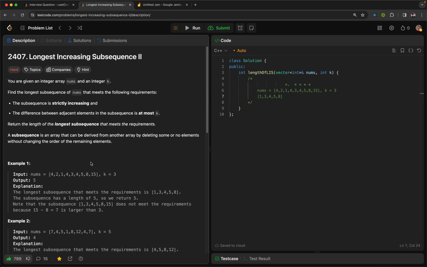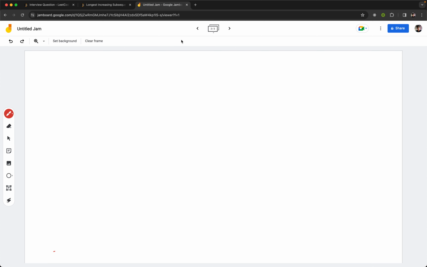So yes, let's try to think whether we can optimize the order of n squared algorithm to something much more optimized, maybe in order of n log n or order of n, right? Now let's, alright, I am just copying this example onto the whiteboard so that it might be easier to explain.